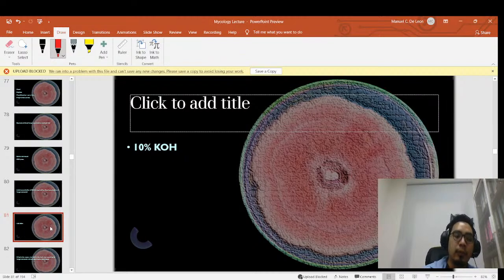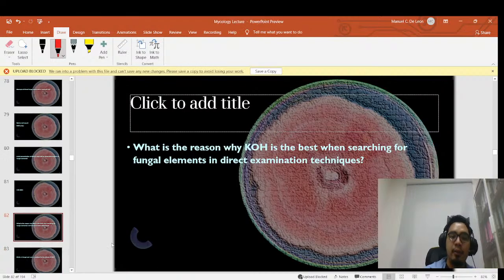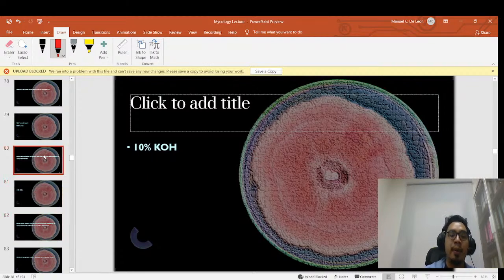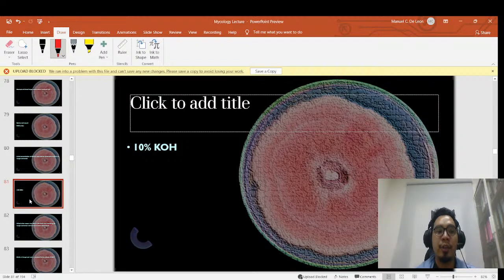All right. But for the Philippine boards, this is our standard answer, 10%. Okay, guys, so that's from Bailey's and Scott's. It was a previous question in the board exam. Not in mine, of course, because I only had three mycology questions.